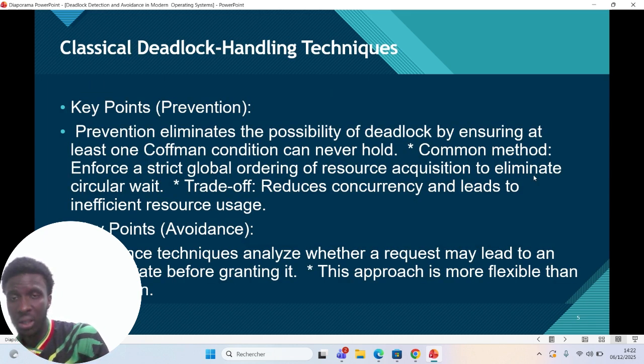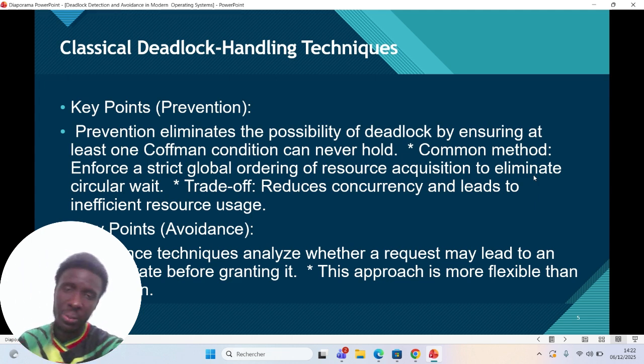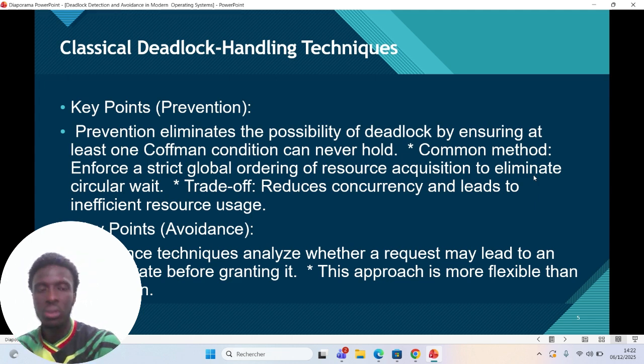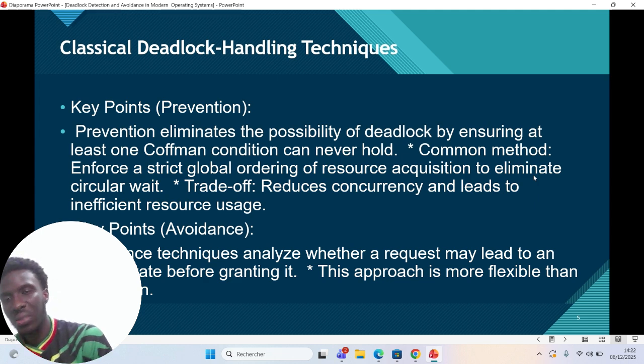So for the classical deadlock handling techniques, for the third key point, there is prevention, which eliminates the possibility of deadlock by ensuring at least one Coffman condition can never hold. A common method is a strict global ordering of resource acquisition to eliminate circular wait. The trade-off is reduced concurrency and lower efficiency.